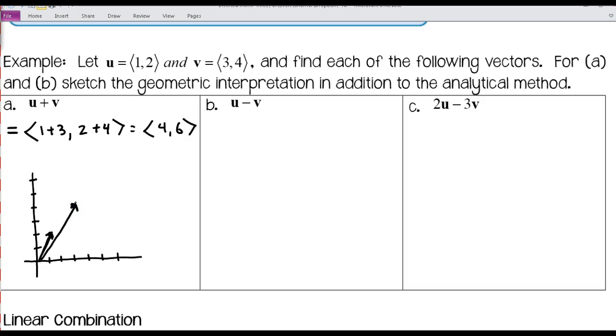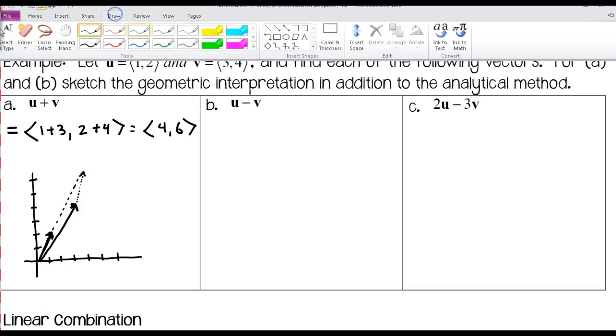And if I want to add these, I'm going to use my parallelogram method. So it's a little bit squashed here. So what I'm going to do is make a dotted vector that's the same length and direction as u. So I'm going to do this over here. And then I'm going to do this over here to make my parallelogram. Again, it's kind of squished there, so it's hard to tell.